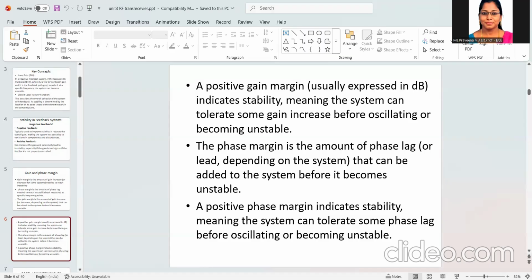Let us see the importance of positive margin. A positive gain margin means the system can tolerate gain increases and remain stable. A positive phase margin means the system can tolerate additional phase lag and remain stable. That is the main concept here. Okay.